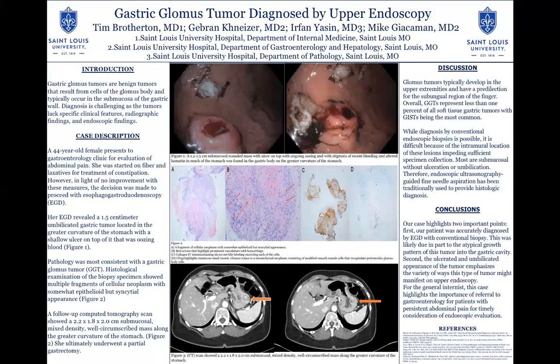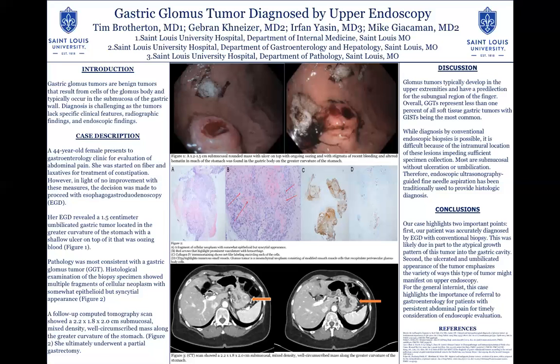And moving on into our discussion, glomus tumors themselves typically don't occur in the stomach. They typically occur in the upper extremities, and more specifically, they have a predilection to occur in the subungual region of the finger, or in other words, underneath the fingernail bed. Overall, gastric glomus tumors, so glomus tumors that occur in the stomach, represent less than 1% of all soft tissue gastric tumors, with gastrointestinal stromal tumors being the most common.